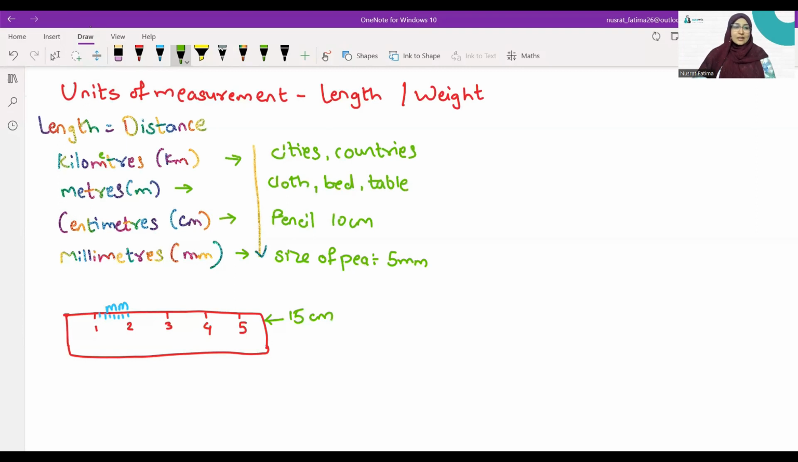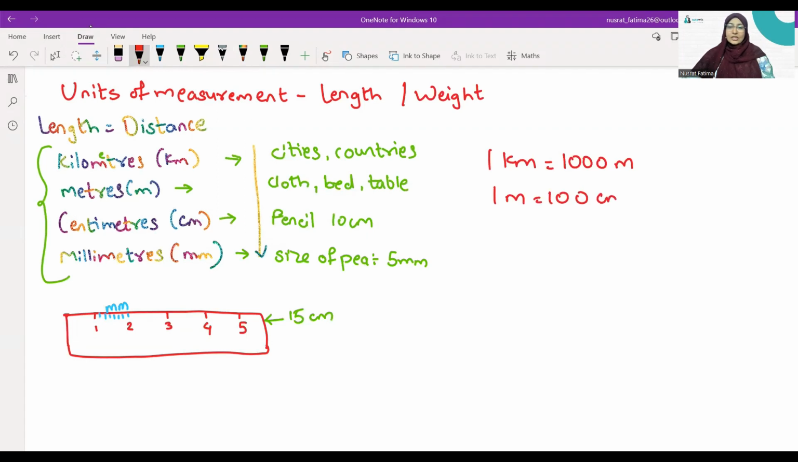Now, what is the relation between these units? You need to understand. Let us quickly write it down. Kids, remember 1 kilometer equals 1000 meters. 1 meter equals 100 centimeter. And 1 centimeter equals 10 millimeter. If you know this, you can easily compare.